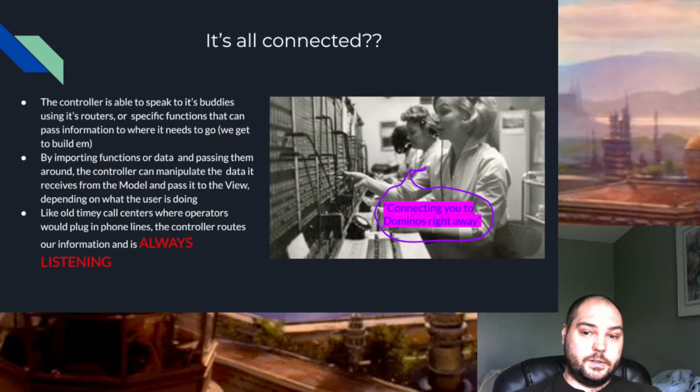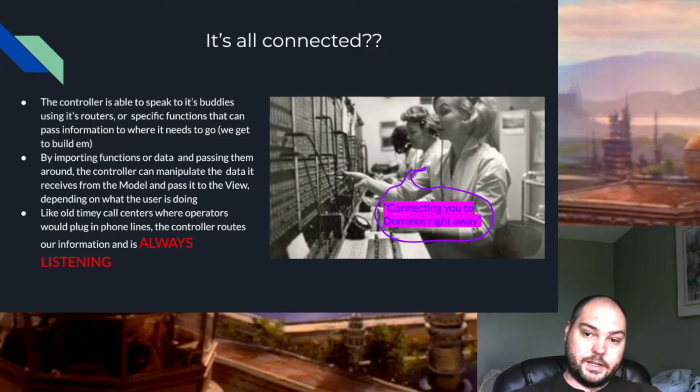And you must be wondering too, fellow programmer, how is this all connected? How do they know how to talk to each other? How does the model listen to the controller? How does the controller listen to the view? Well, it's all connected through things called routers. And routers are specific functions that we build to make it easier for these different sections of MVC code to interact with each other. Routers allow us to import and export functions and data to pass them around between the controller and its buddies.